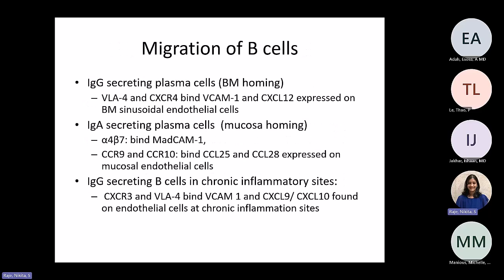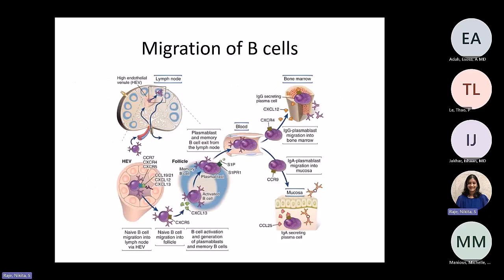And then in general, for the migration of plasma cells, you see there are certain types of chemokine receptors and integrins, but pretty much mucosal homing, alpha-4 beta-7, or chemokines that help them to get to the mucosal endothelial cells, whether it's IgG secreting or IgA secreting plasma cells. Depending on where they are going, they'll interact with those kinds of chemokines.